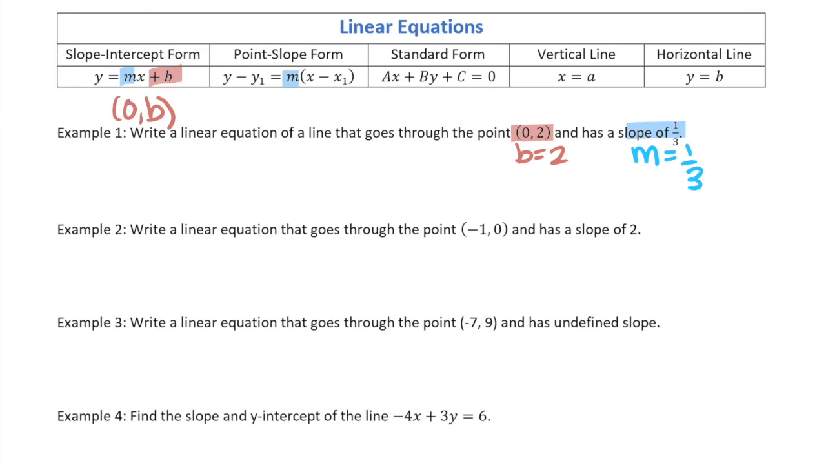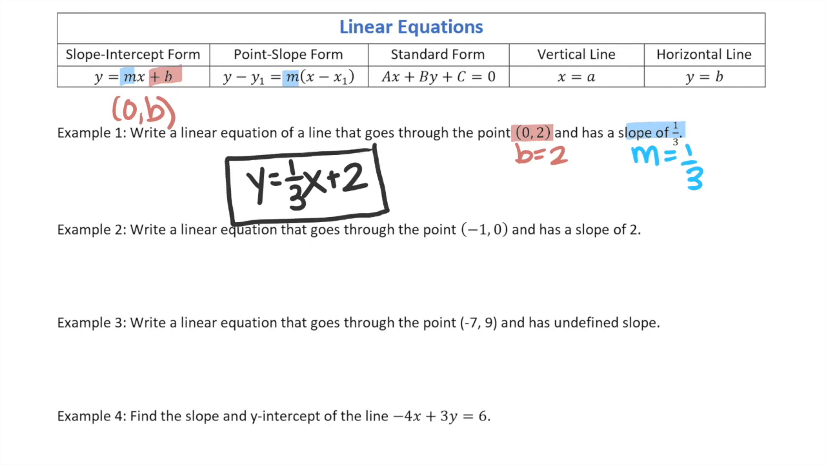So write a linear equation. I'm going to write this slope-intercept form. y equals 1/3 for m, and then x plus b. All right, so plus 2. There's my linear equation.